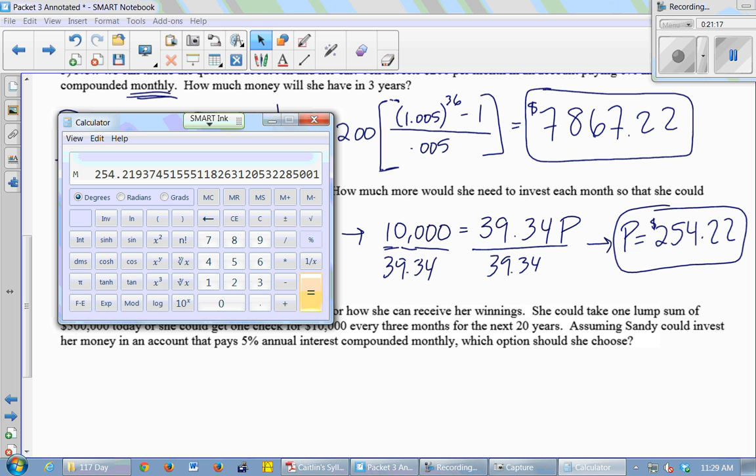So that makes sense. $200 would save her almost $8,000. She has to put in an extra $50 a month to get to her goal of $10,000.